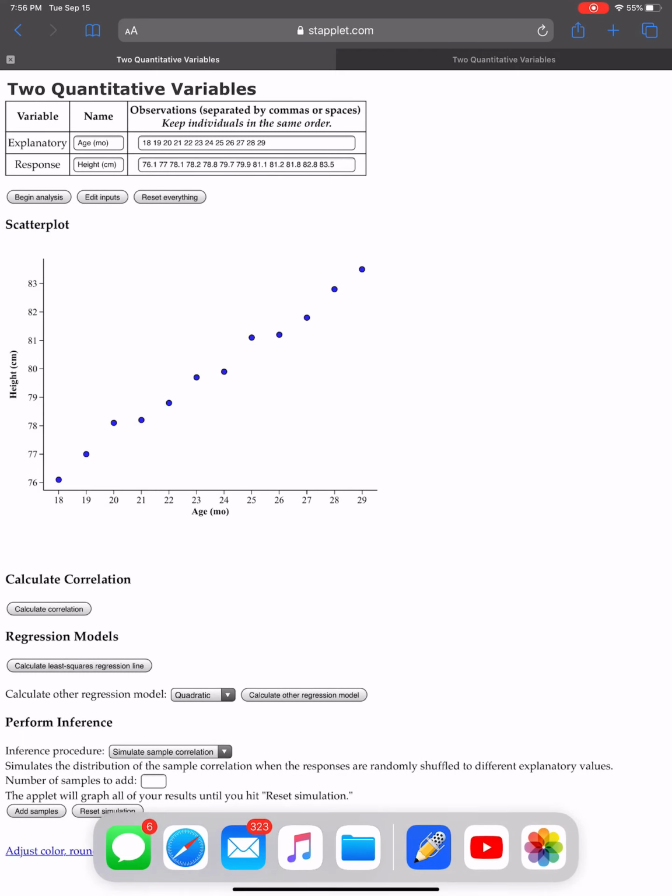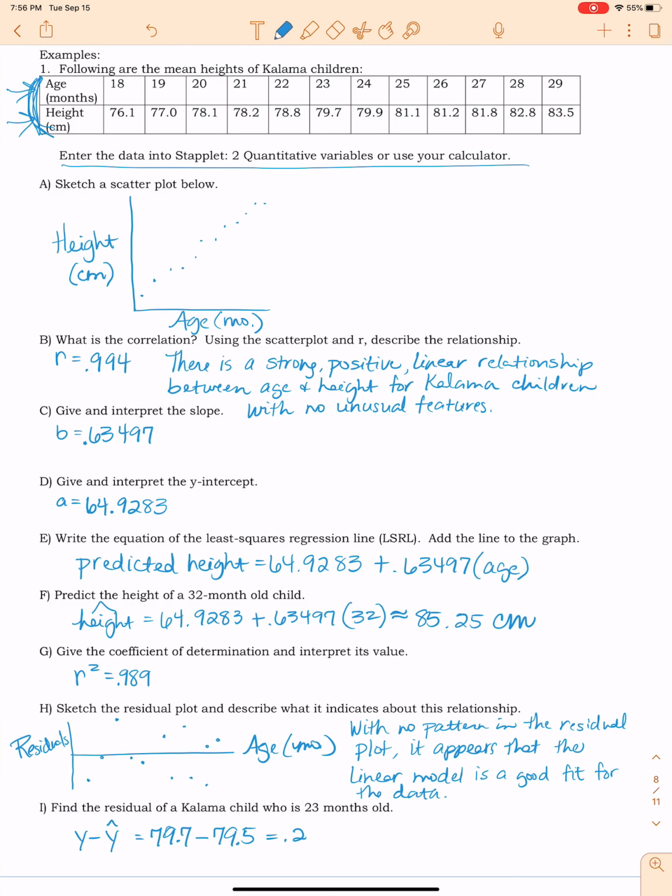So I'm going to switch back to the notes, and right here on part A, sketch the scatter plot. You can clip it out of the Stapplet page and paste it, or you can just freehand it like this. Notice that the X and the Y axis do not need to be labeled, but I clearly have the response variable and the explanatory variable with their units of measure. So you do need to include that.